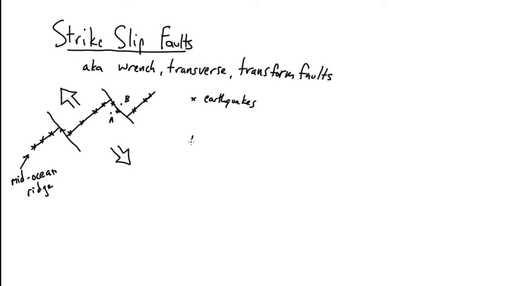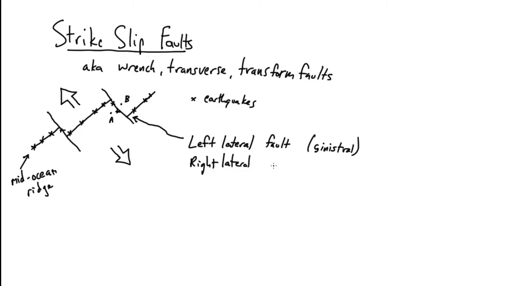So we call this a left lateral fault. This is also known as sinistral. And the opposite of that, I'll just label it, is the right lateral fault, which has another name, dextral. And we'll see an example if you thought this was right lateral. We'll show you a little illustration of why it is left lateral.